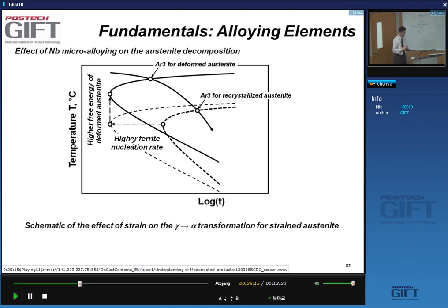So very high nucleation. Why do we get transformation at the higher temperature? Yes, that is because we have increased the free energy of the austenite. Why do we have increased the free energy? Because all these defects here have some elastic energy, mechanical energy, and that increases the energy of the austenite.